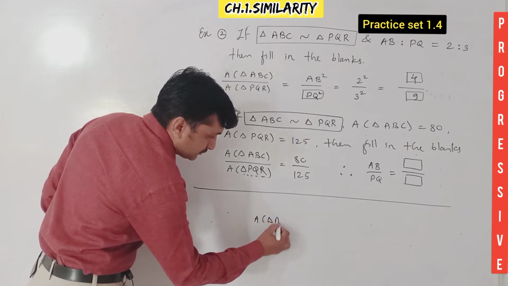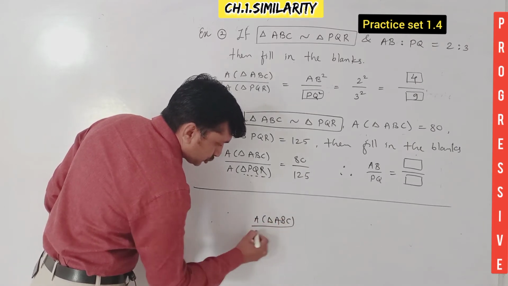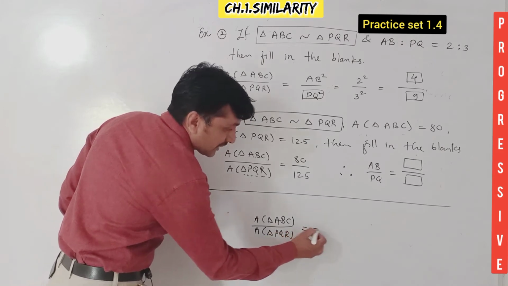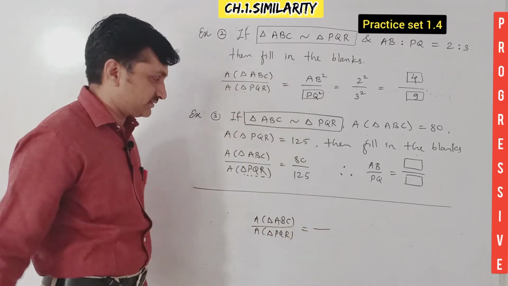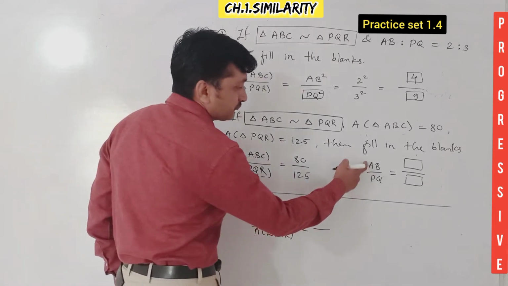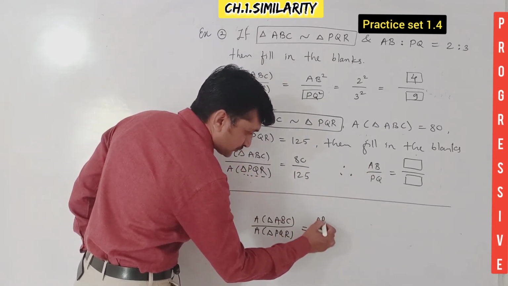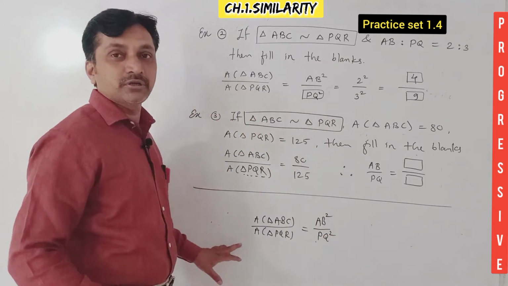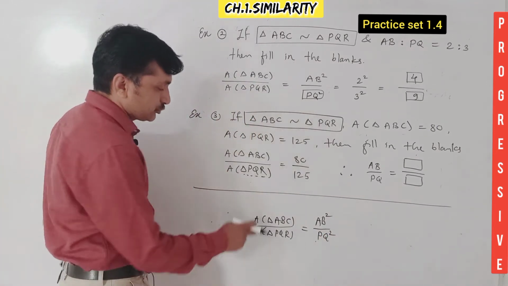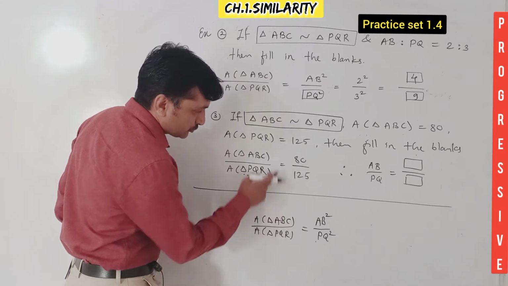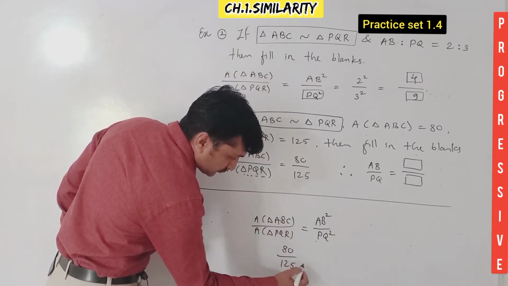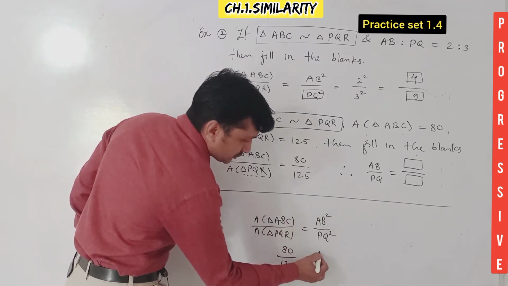Area of triangle ABC upon area of triangle PQR. On the right side we write the squares of corresponding sides, and we want AB upon PQ. Therefore corresponding side square, AB square upon PQ square. Here the theorem is used. Now put values. The ratio is given here, or the ratio is given 80 upon 125. 80 upon 125 is equal to AB square upon PQ square.